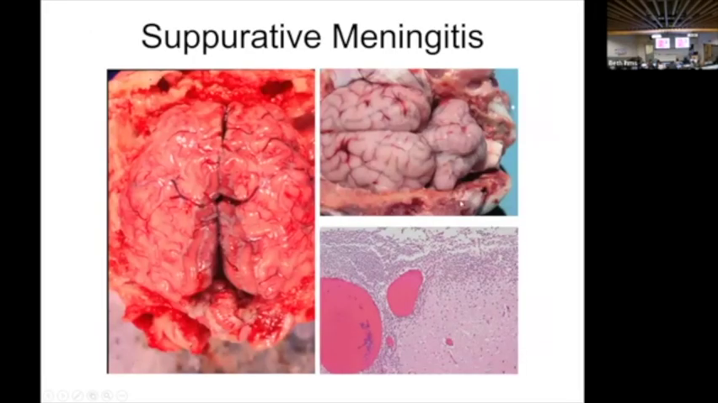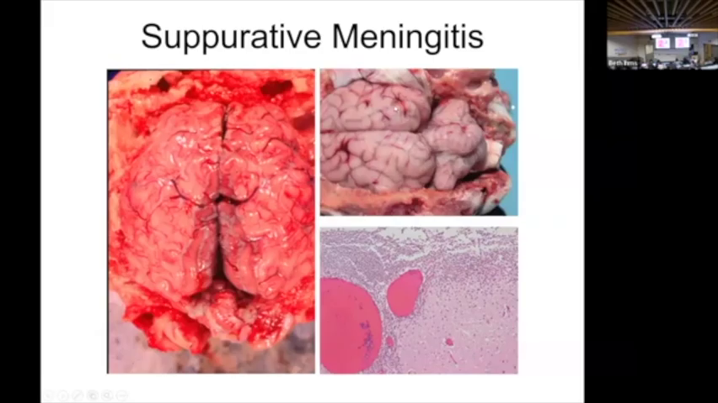All right, so here are some more subtle examples. Here's one where you can see pus is accumulating just in the sulci. I can still see the tissue of the brain, the gyri, but you see how there's all this white goo in between that ought not to be. Disgusting. So even this I would call pretty severe diffuse suppurative meningitis.